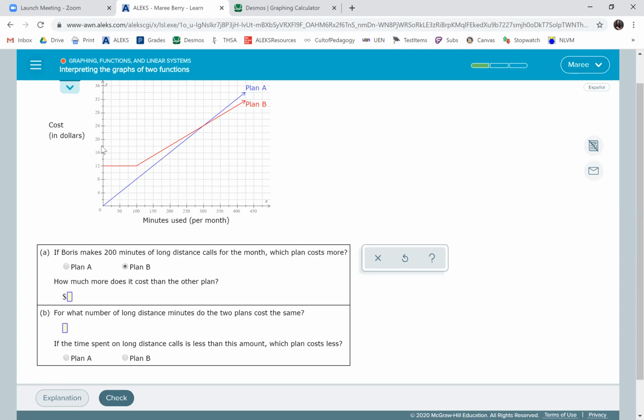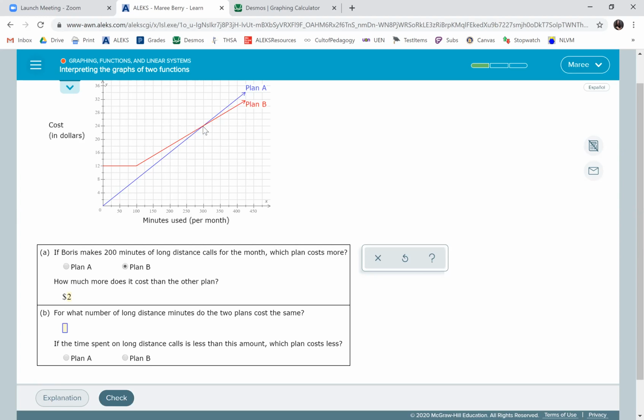to have to subtract. So we have to see, what are they counting by? It looks like they're counting by twos. So this is going to be 18 minus 16, which is $2. Wait a minute. Oh, it goes right here, $2.